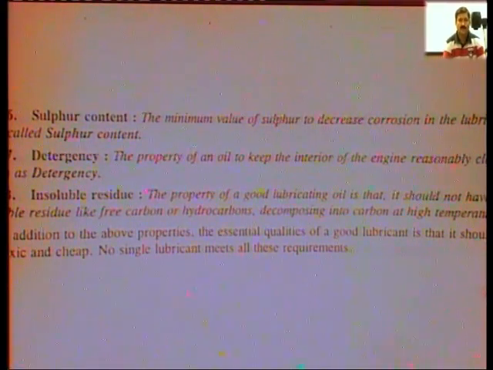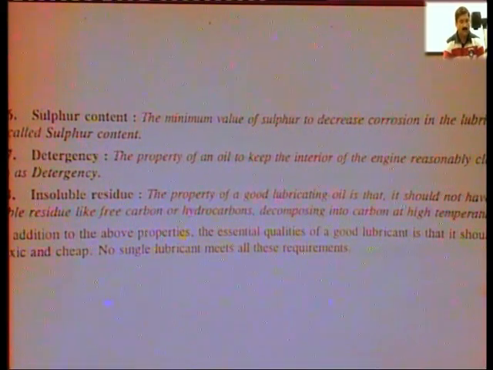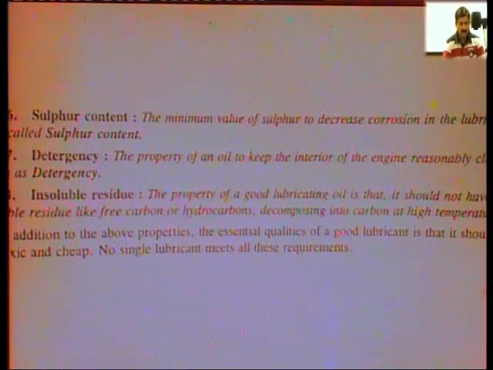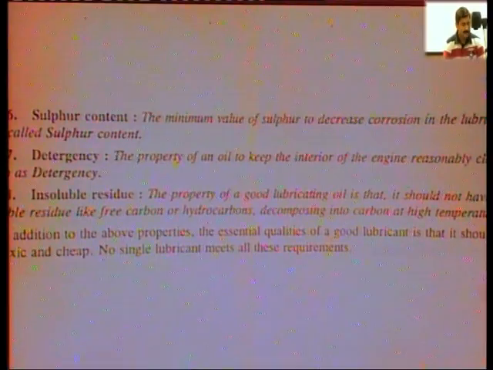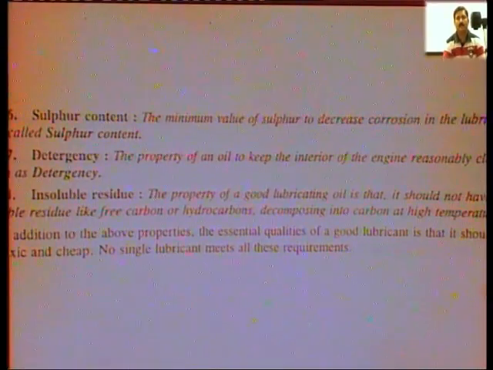These are the products of combustion and which will decompose into carbon at high temperatures. So, it should not have insoluble residue. These are the properties lubricating oil should possess. But in addition to these properties, a good lubricating oil should be non-toxic and cheap. These are the two properties it should also possess, and no single lubricant can meet all these requirements, but we should look for the optimum values, the maximum advantages which we can take from the lubricating oil.